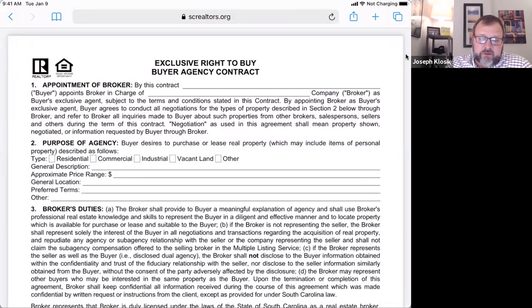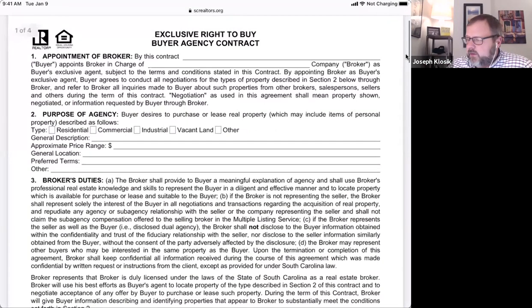All right, so let's just go through this. It's pretty easy peasy, like it is with most of them. It's mostly fill in the blank. You're going to be looking at who is on the contract, right? This is going to be the buyer, and then you're going to name the broker in charge of Keller Williams Realty. That's where you put that in there.